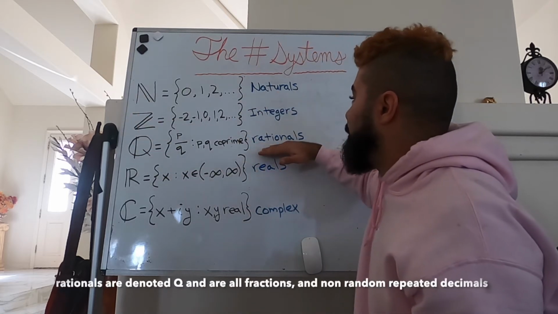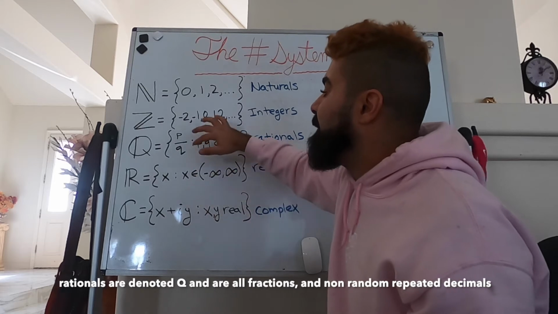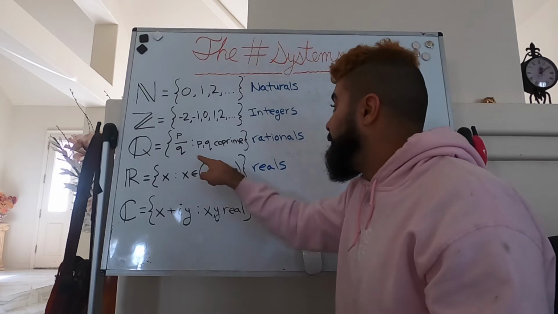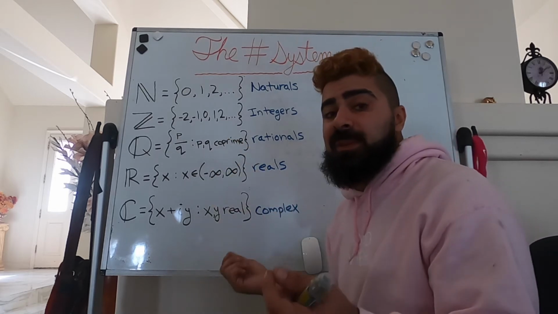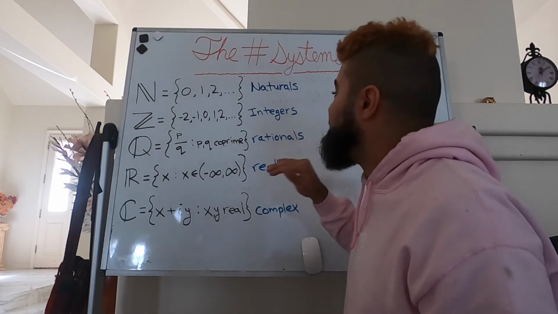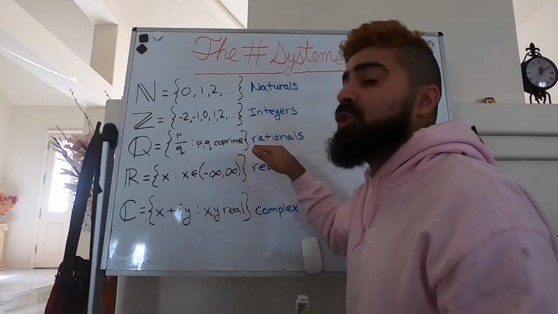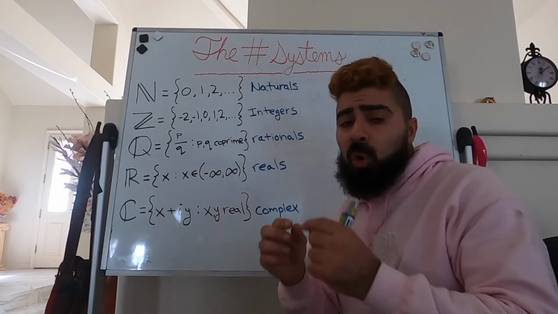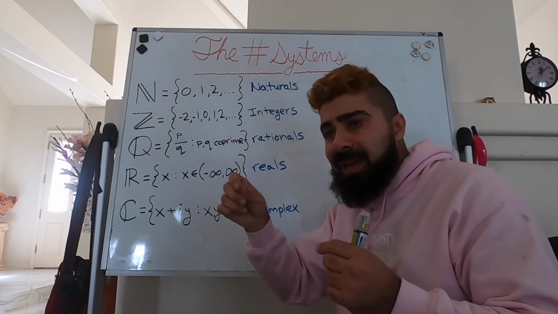Next up, we got the rational numbers. Rationals are anything that can be written as P over Q, written as a fraction, where P and Q are co-prime. Again, that just means they share no other factor in common other than 1. Another fancy way of saying something that is rational is it has either a finite decimal expansion, or if the decimal goes on forever, it's not random.